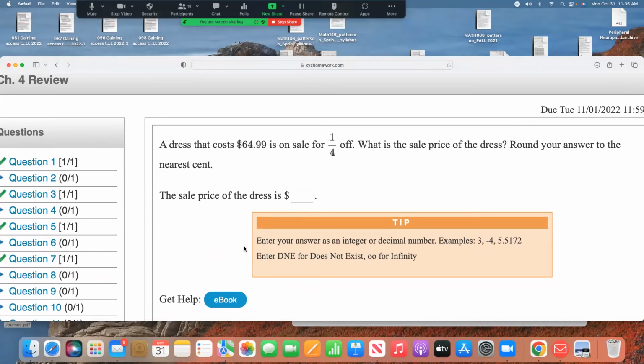Do we multiply the 64.99? Do we divide it into 4 parts and then subtract one of the parts from the total? In my head, I rounded it up to $65. That might work. They're trying to get you to not do that, but probably with the rounding to the nearest penny, you're going to get away with it.